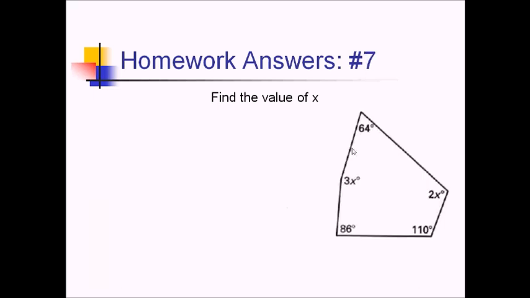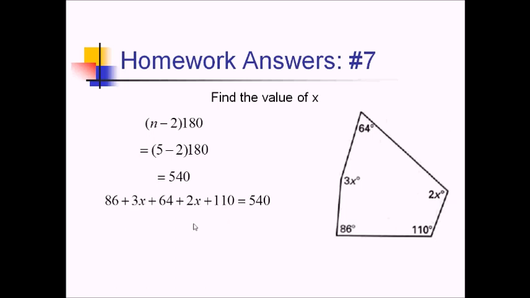For number 7, we're trying to find the value of x. Let's start by figuring out how many interior degrees this shape should have. So we'll use n minus 2 times 180 for that. We've got 5 sides, so that's 5 minus 2 times 180. So 3 times 180 then is going to be 540. Let's add all of this stuff up now and set it equal to 540.